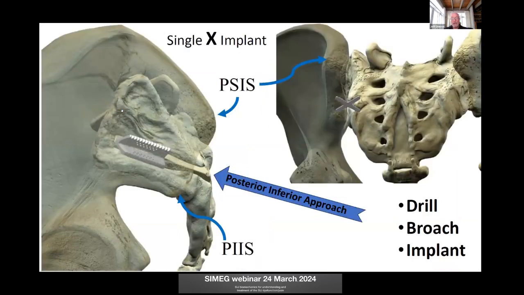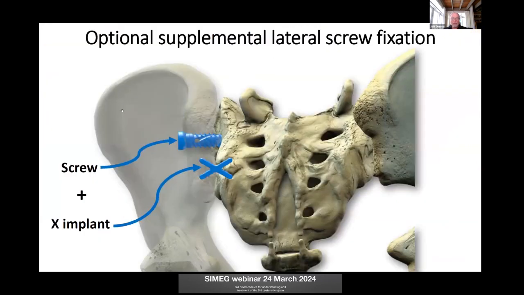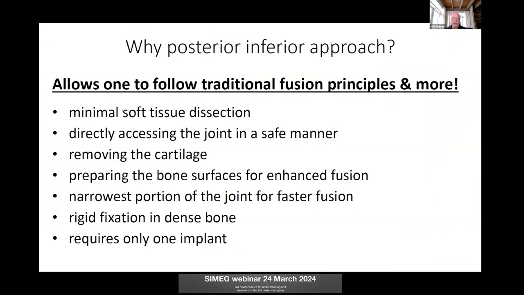So with that, the one that we tend to prefer because of ease of access and the anatomy and safety is the posterior inferior placement above the sciatic notch, and it basically follows a simple process of a drill followed by the broach and then the implant placed in this position. It can be done standalone, or you can add the screw as we show in this illustration.